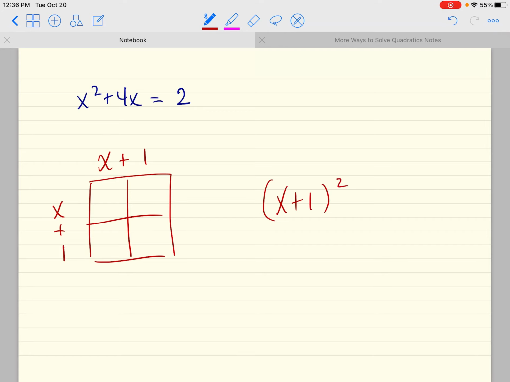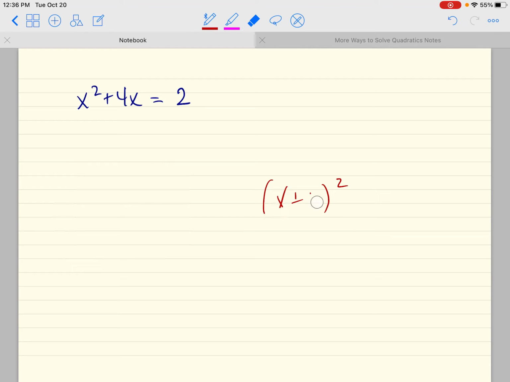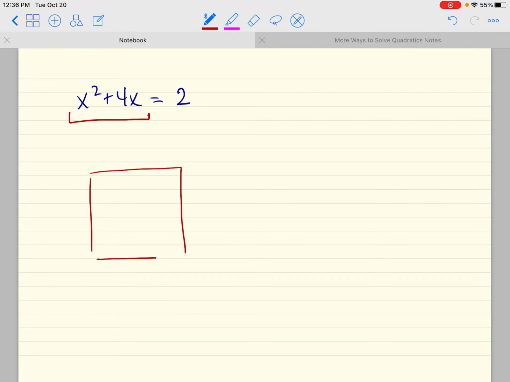If I was to multiply this out, x times x would get me an x squared, 1 times x would give me 1x, 1 times x again would give me 1x here, and then 1 times 1 would give me 1 here. Those would be my resulting terms, right? That's what we're trying to accomplish with what we have here. We're trying to take this side of the equation and make it a factorable trinomial, a perfect square trinomial.